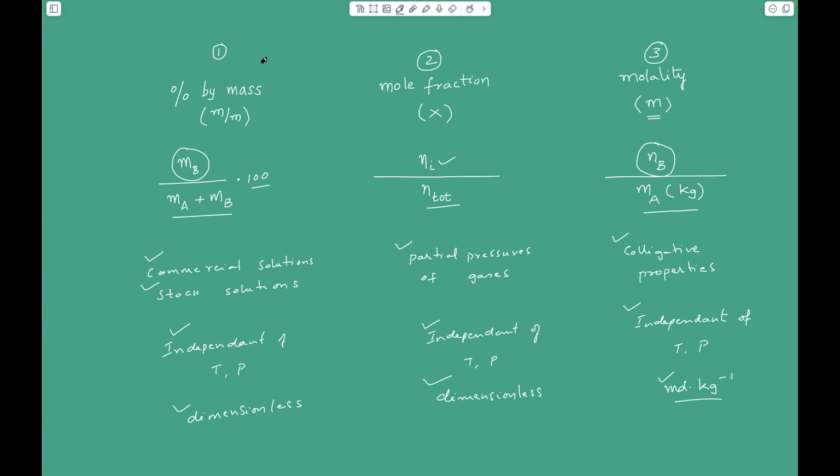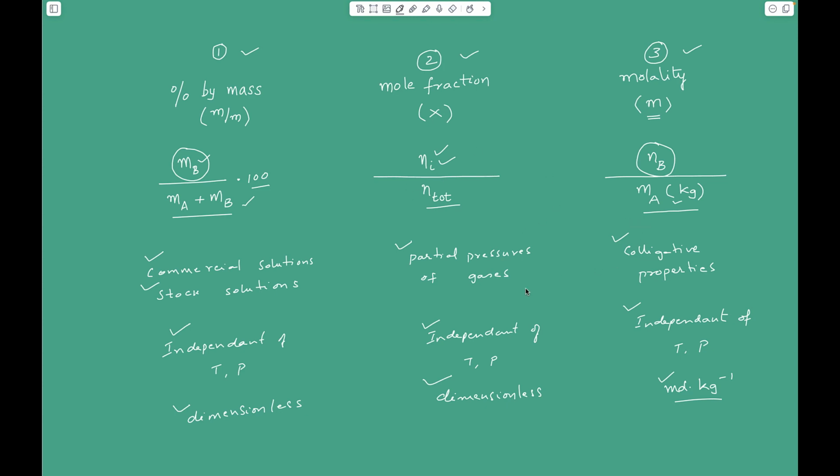Now, one interesting similarity between these three concentration terms is that directly or indirectly, they all depend on the masses of solute, solvent, solution, etc. Here you may say that we are using number of moles. Remember, for a given substance, number of moles depends only on its mass. So we are indirectly referring to mass again here.